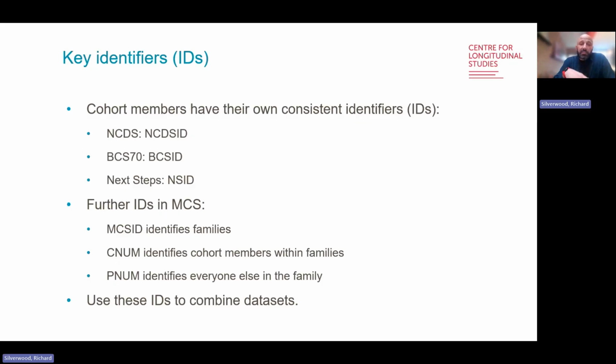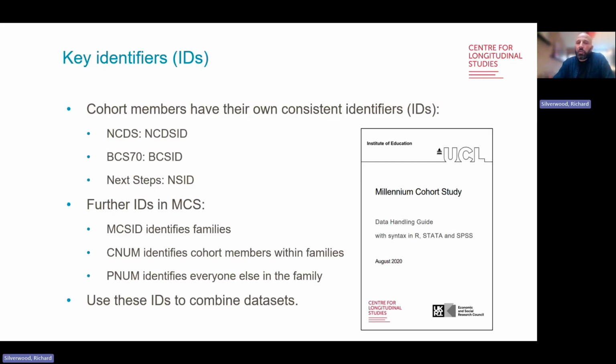So these IDs, because they're used consistently across the data sets, can be used to combine or merge data sets to ensure that you're connecting together data for the same cohort member. So there's some supporting documentation around how to do that. Particularly this data handling guide for MCS is handy because of the additional complexity around the IDs in MCS.